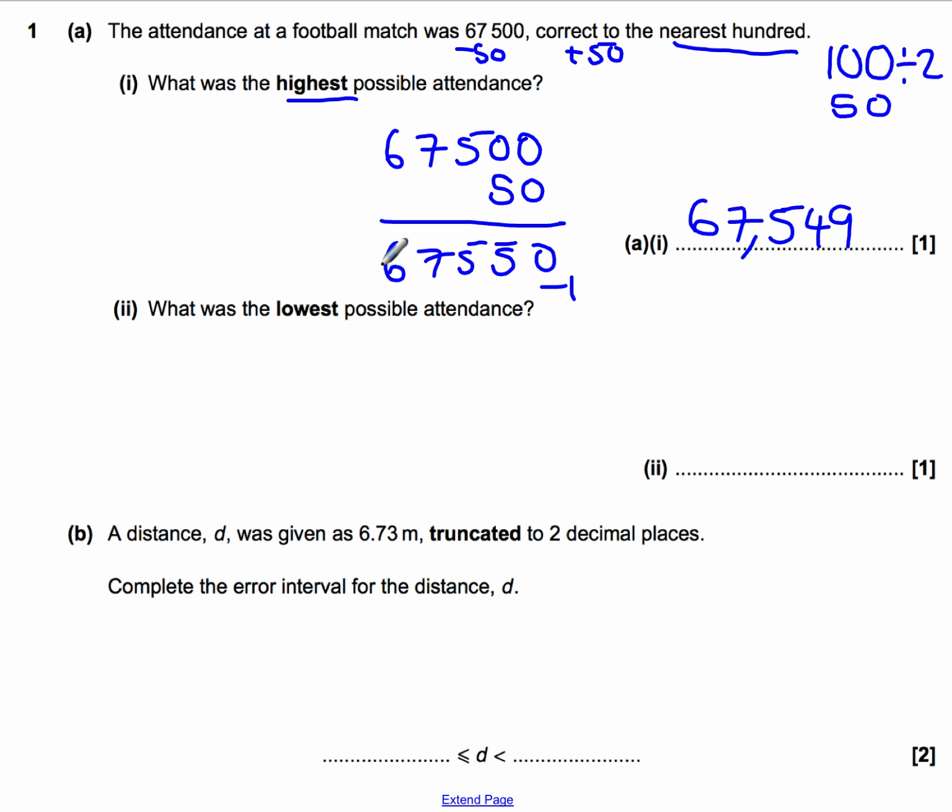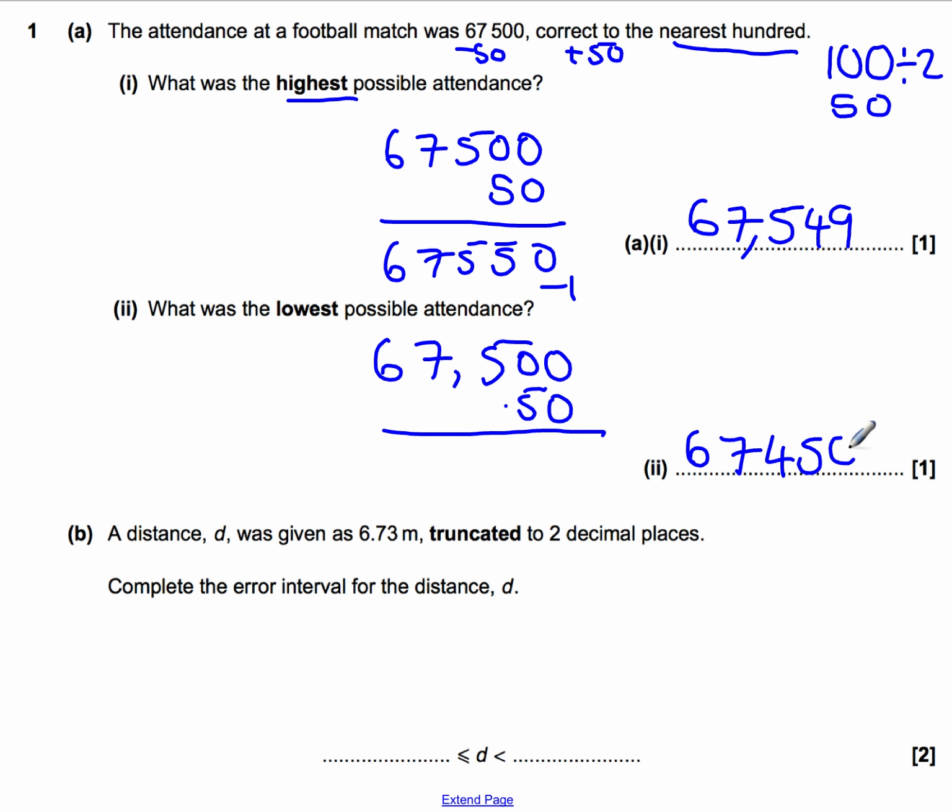Now when working out the lowest possible value, we're taking 67,500 and subtracting 50. You can do that on your calculator, and that will give us 67,450, and that would give us the marks.